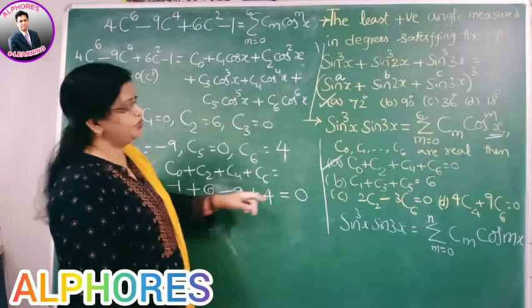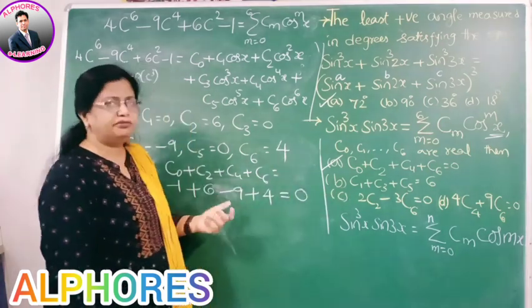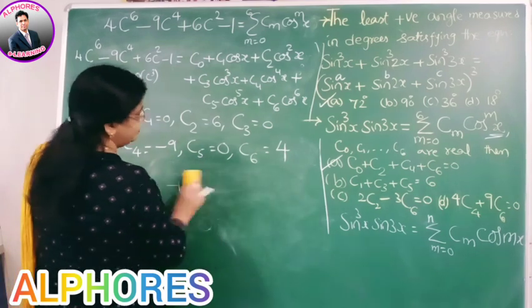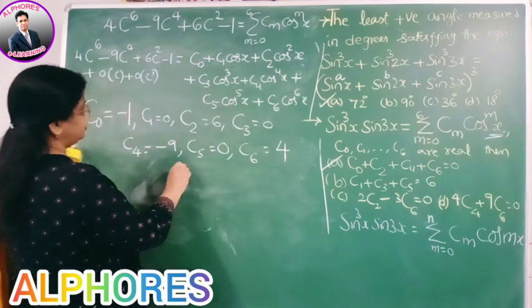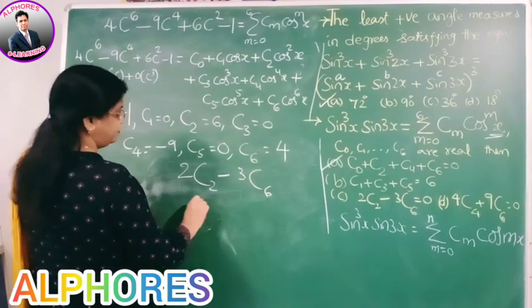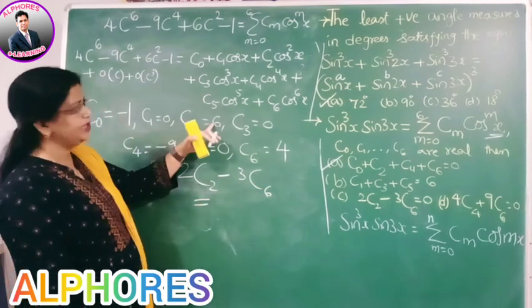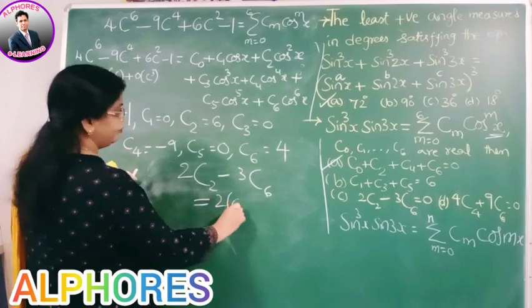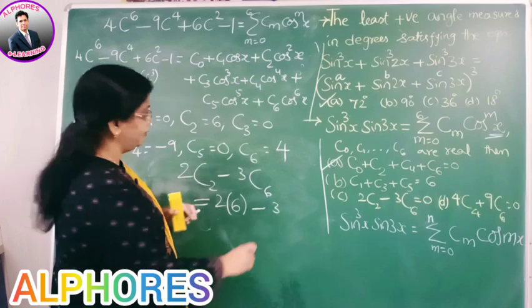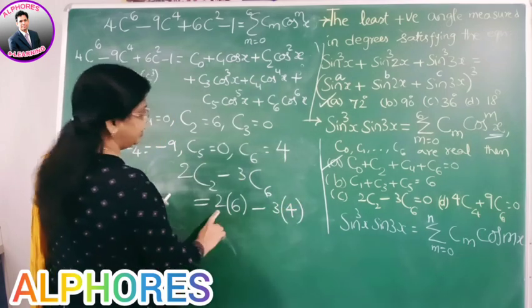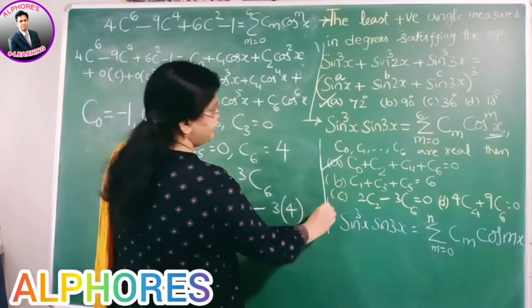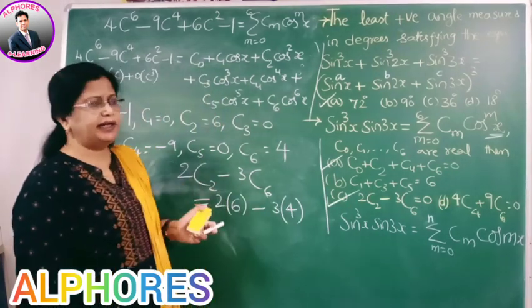Next one, 2C2 minus 3C6. Now let us have a glance here. What is 2 times C2? Okay. So 2 into C2 and minus 3 into C6. So what is 2 into C2? C2 means 6, right? Minus 3 into, what about C6? That is 4. Understand? Now you got 12 minus 12, that is nothing but 0. So you got C also as your right answer.